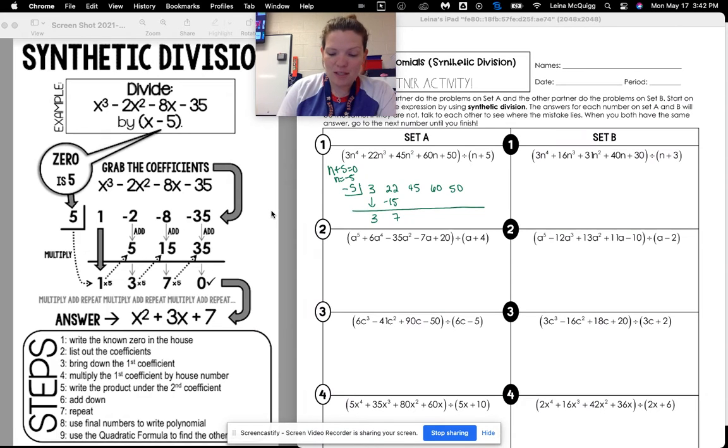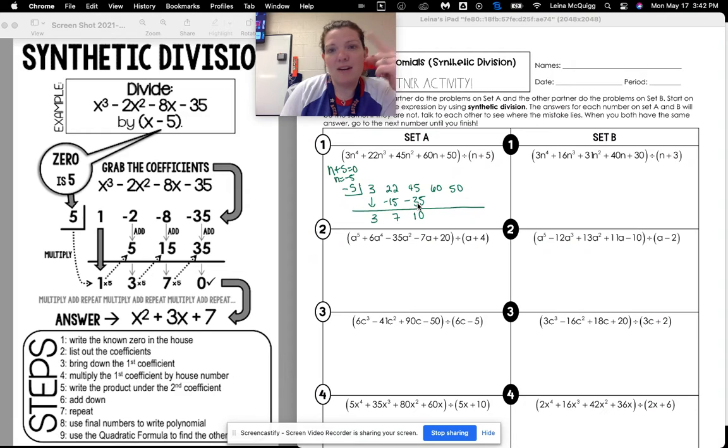And then I'm going to do this process again. So I'm going to do negative 5. I think that's what it says: add down and then repeat. So now I'm going to go back and do negative 5. Negative 5 times 7 is negative 35. And then I'm going to add again. 45 plus negative 35, or 45 minus 35, is 10.